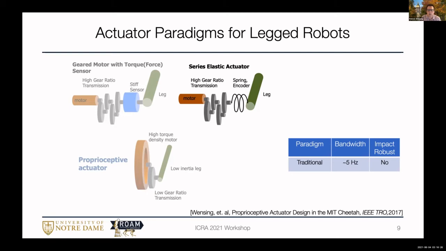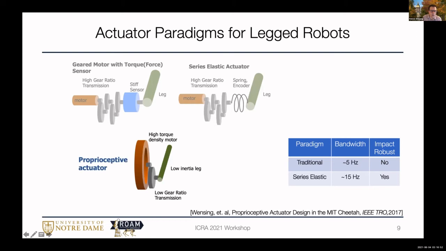in place of a stiff torque sensor. And by closing a position loop on the deflection of this spring, you can control the torques that are delivered to the leg. I would say 15 up to 30 or 45 hertz, actually, in some of the more recent ones out of Luis Sentis's lab and the like. So here you get a lot of impact robustness, but you do have to fight this spring.